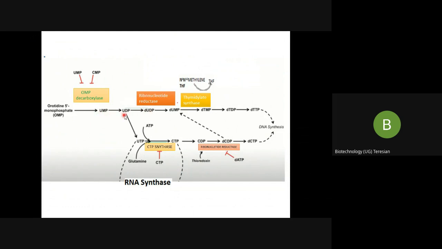The UMP is then converted to uridine diphosphate and deoxyuridine diphosphate in the presence of the enzyme ribonucleotide reductase, and then to deoxyuridine monophosphate, which in turn gets converted to deoxythymidine monophosphate in the presence of the enzyme thymidylate synthase, which is a very important enzyme which requires the cofactor N5,N10 methylene tetrahydrofolate, which gets converted into dihydrofolate. This N5,N10 methylene THF in turn is regenerated by dihydrofolate reductase, which has not been mentioned in the slide.